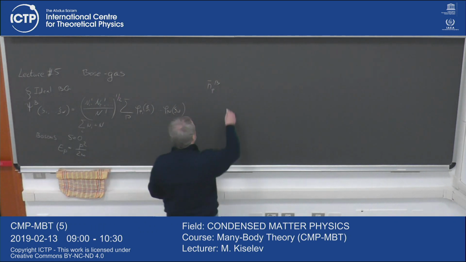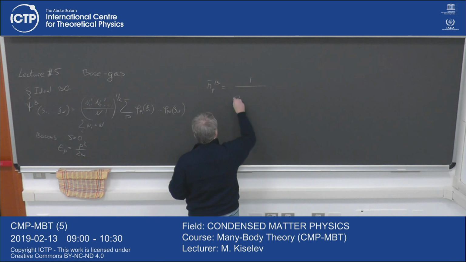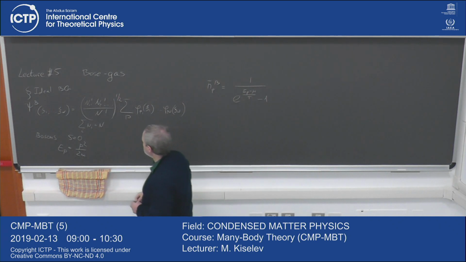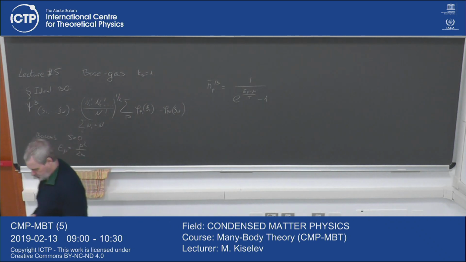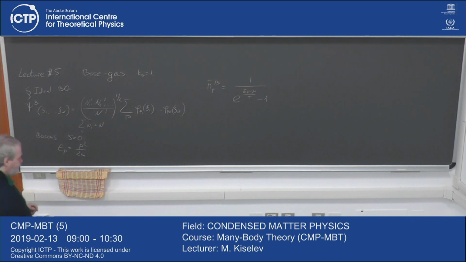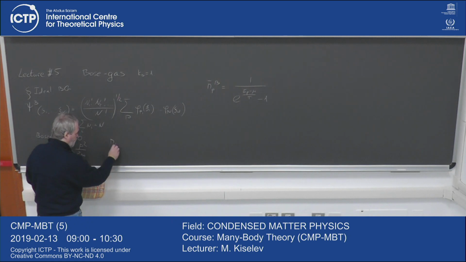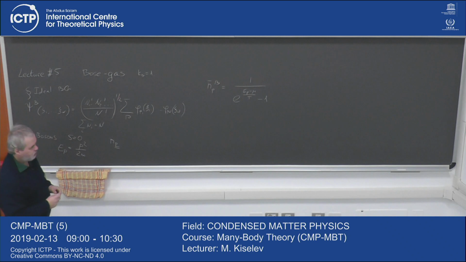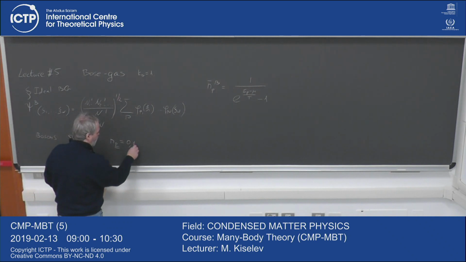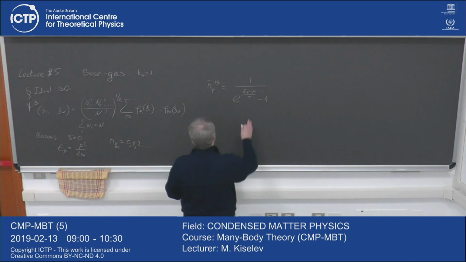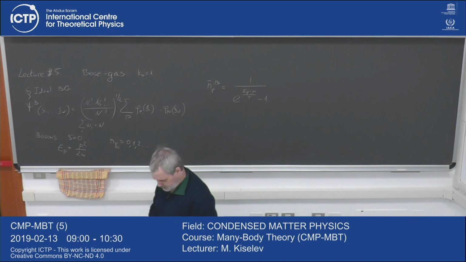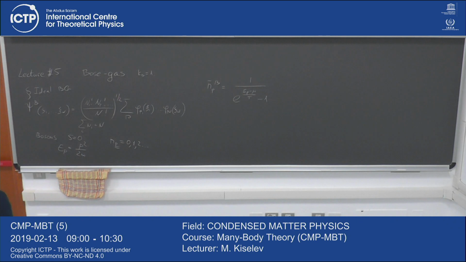So we derived the Bose distribution function, which is 1 over e to the power (epsilon p minus mu) over temperature, minus 1. As usual, I will measure temperature in units of energy, so k_B is equal to 1. It reflects the fact that n_p, the number of particles in a given quantum state characterized by the quantum number, which is momentum, can be 0, 1, 2, and so on and so forth.